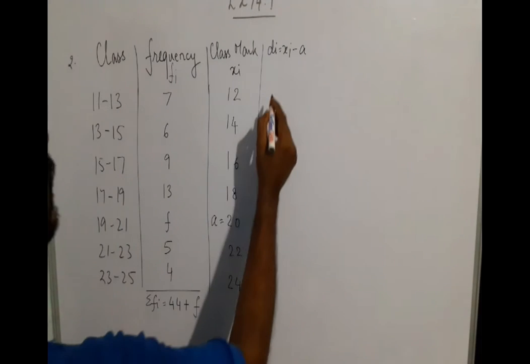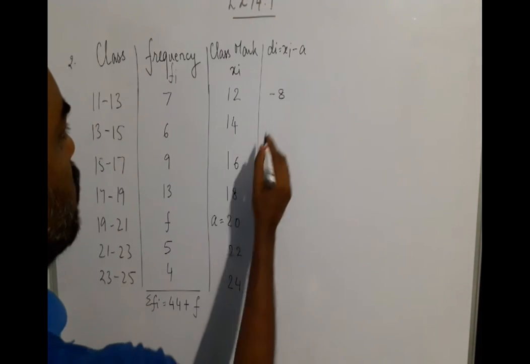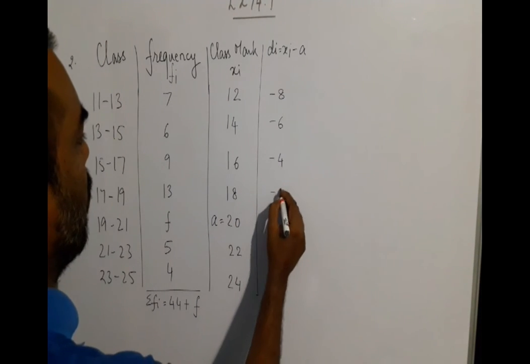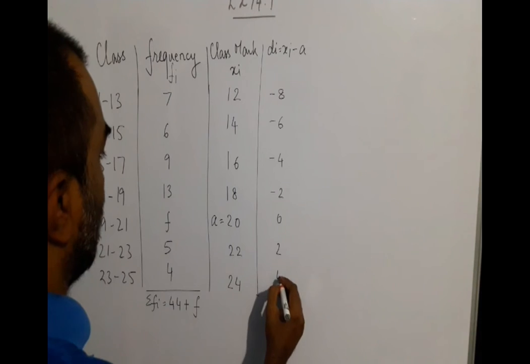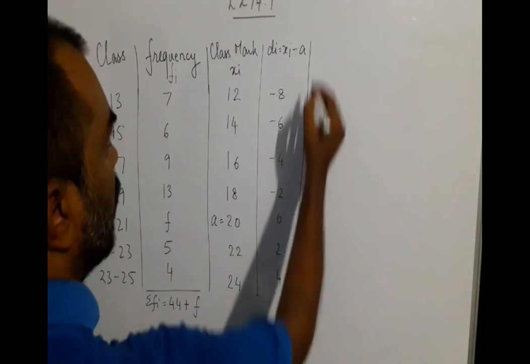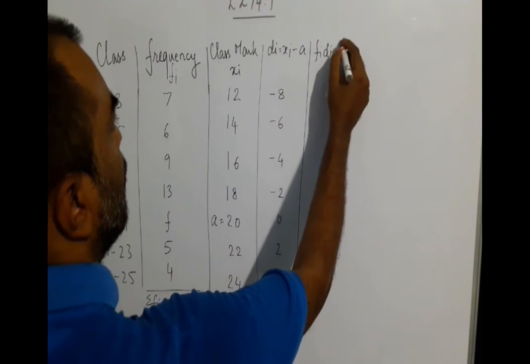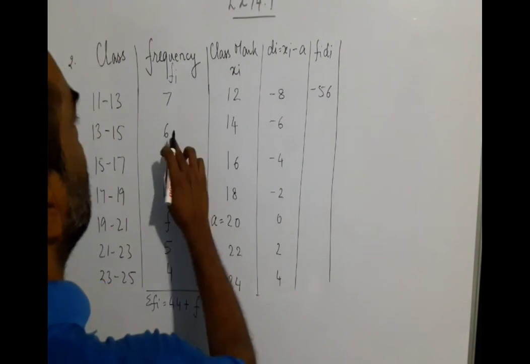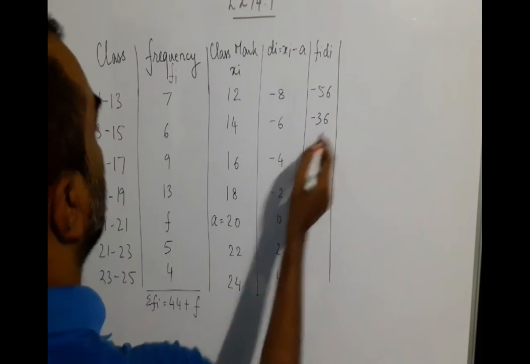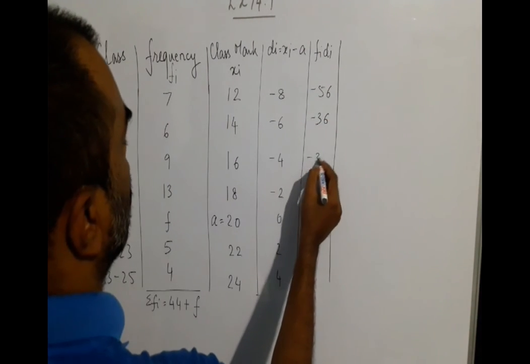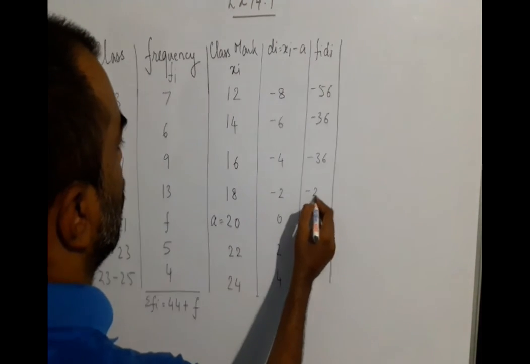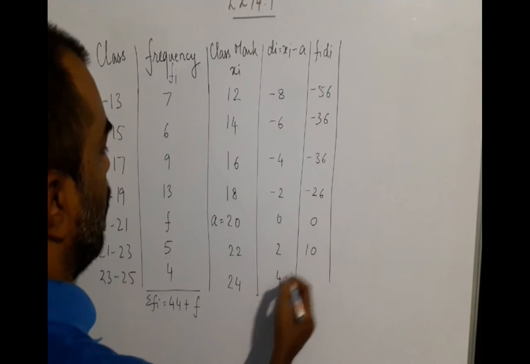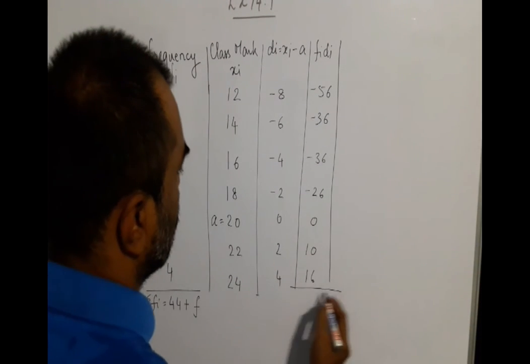So 12 minus 20 is minus 8. 14 minus 20 is minus 6. 16 minus 20 is minus 4. Minus 2, 0, 2 and 4. Now find sigma Fidi. 7 into 8, minus 56, 6 into 6, minus 36, 9 4s are minus 36, 13 2s are minus 26, 5 into 0 is 0, 5 2s are 10 and 4 4s are 16.